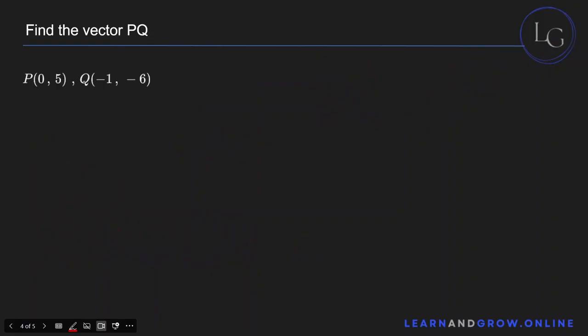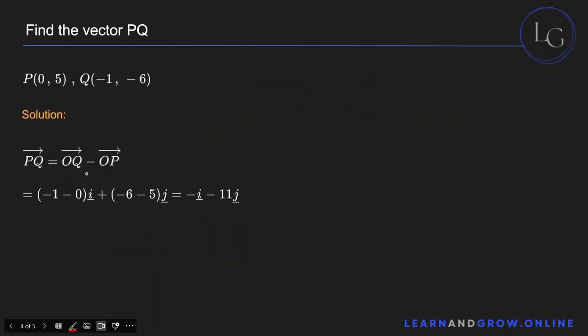Okay? And similarly, in this question, you use the same technique. OQ minus OP, and that just gives you minus 1 minus 0 i, because the x value of Q is minus 1 and the x value of P is 0. And minus 6 minus 5 j. Minus 6 is the y value of Q, and 5 is the y value of P. So this is the final answer in equation form. And again, in the non-equation form, this can be written down like minus 1 and minus 11.